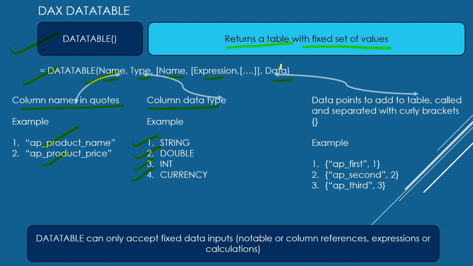And this parameter is about the data points to add to the table, and they are separated with the help of curly brackets like this: AP first 1, AP second 2, AP third is equal to 3. So this kind of value we are going to give in the data parameter. Data table can accept only fixed input, no table or column references, expression or calculation. So it will always accept a fixed value.